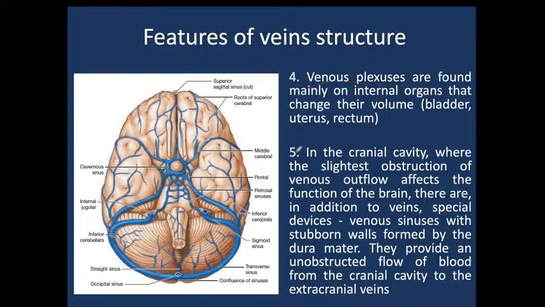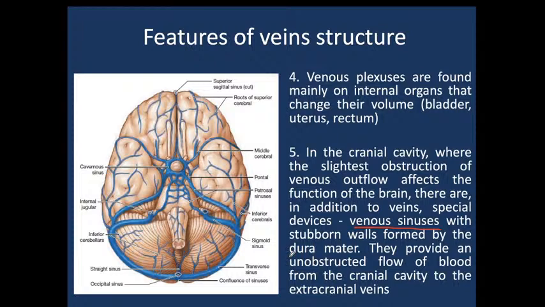And interesting that in the cranial cavity, where the brain is located, the brain has special venous devices. Special devices called venous sinuses. Venous sinuses. They are made from the dura mater. This is inside of the brain.